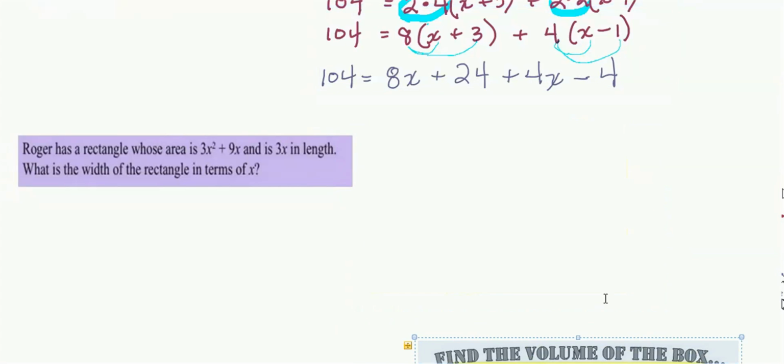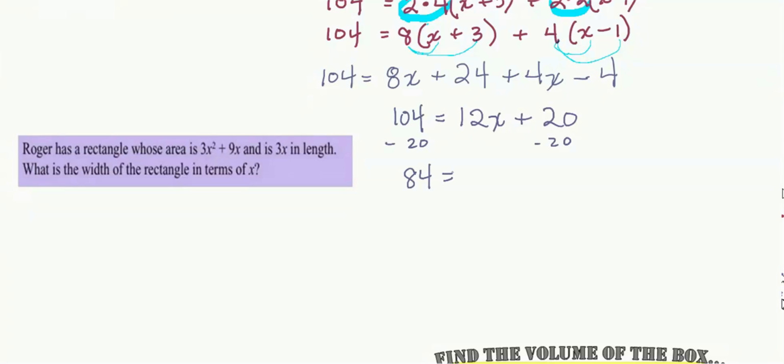Let me make some room. Okay, here we go. Combine like terms. We have 104 is equal to, now what, 12x plus 20. Let's go ahead and subtract the 20 from both sides. And we'll have what? 84? Good. Then what? Divide by 12 on both sides. And we'll go ahead and write our solution, x is equal to 7.